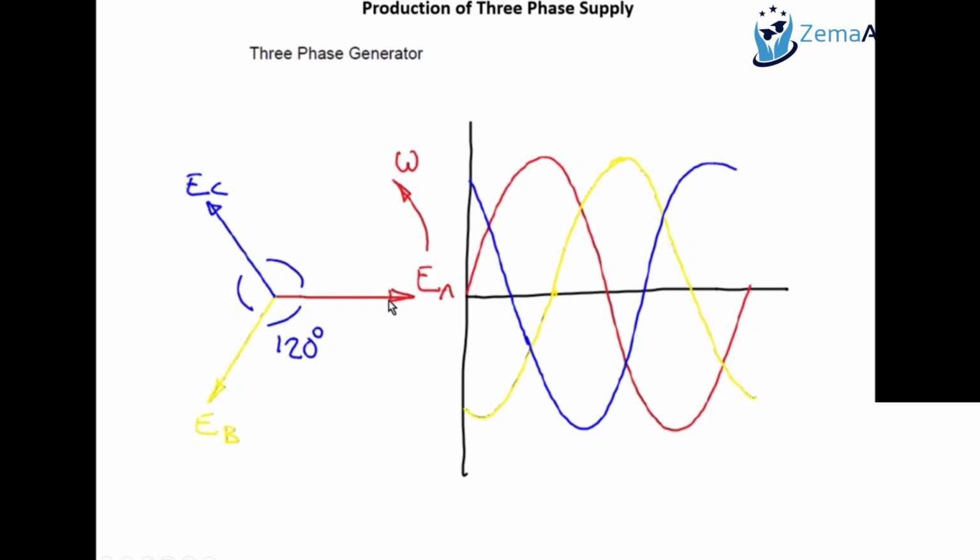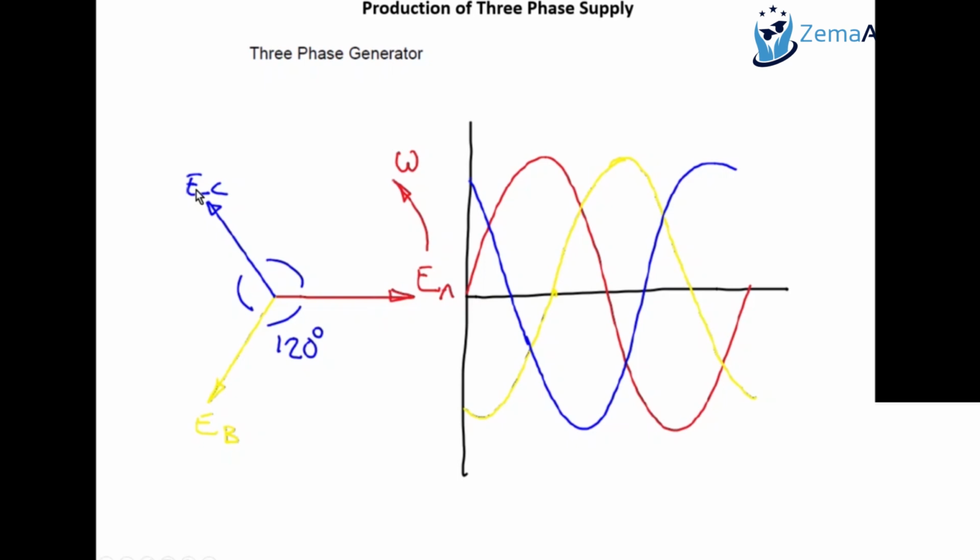you have the first voltage angle at 0 degree, which is considered as a reference. Why? Because the waveform starts at 0. It is our initial assumption. The second voltage EB has minus 120 degrees, so you start from the negative axis.